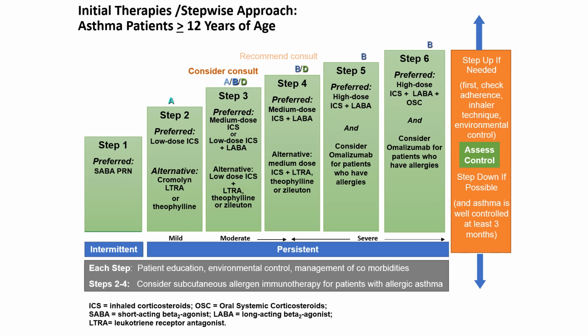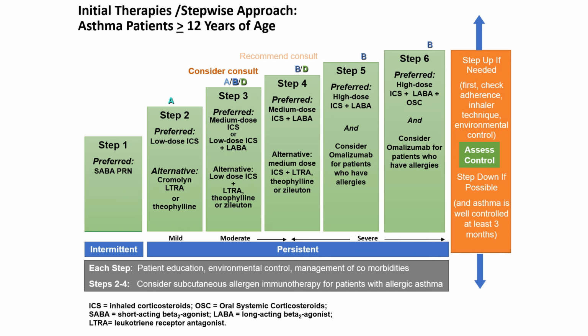Step 5 is high dose inhaled corticosteroid along with the long acting beta 2 agonistic, and consider omalizumab for patients who have allergies. Then step 6 is high dose inhaled corticosteroid plus long acting beta 2 agonistic plus oral corticosteroid or systemic corticosteroid, and you can consider omalizumab if the patient has allergy. And then comes the status asthmaticus. The treatment protocol of status asthmaticus I will discuss just after this slide.